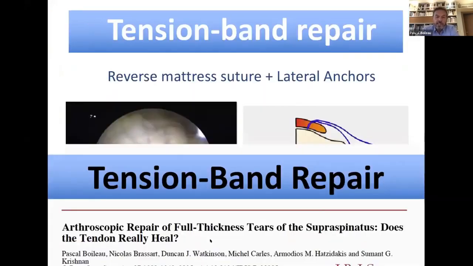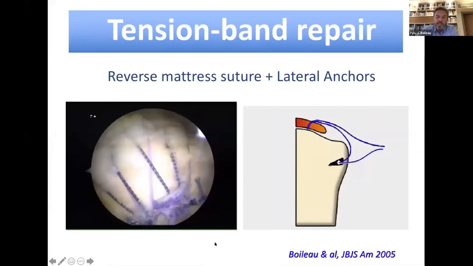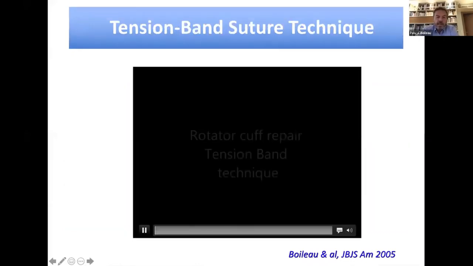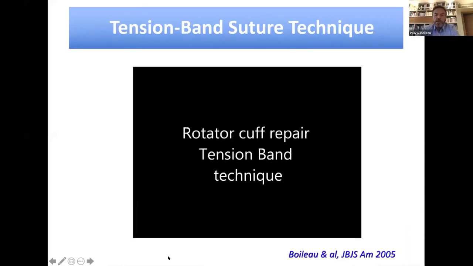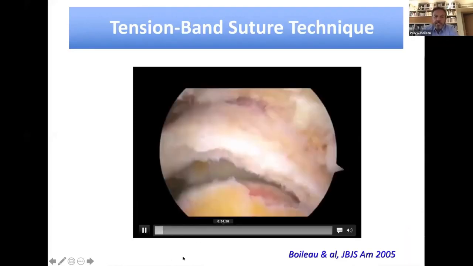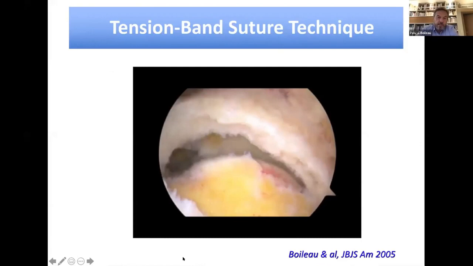So all small cuff tears healed with this technique. And it's a very simple technique. You put an anchor laterally, you make a tension band repair, and you just bring everything onto the footprint here, and it heals. This is an example to show you with a video how we do this technique. It's a pretty stage 2 tear here.